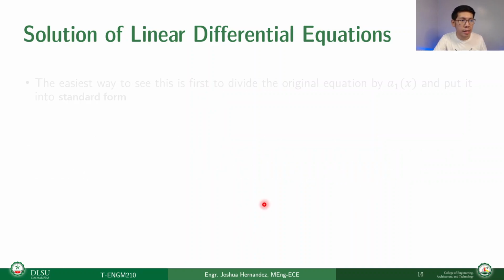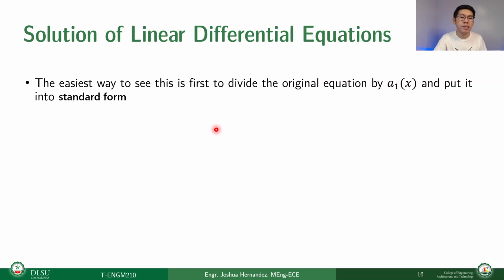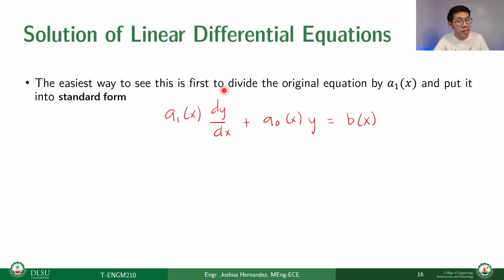Okay? Alright. Now, the easiest way to see this is first to divide the original equation. What is the original equation? The a sub 1 of x dy over dx plus a naught of x y equals b of x. The easiest way to see how the solution is being solved is to divide the original equation by a sub 1 of x, and put it into what we call the standard form.